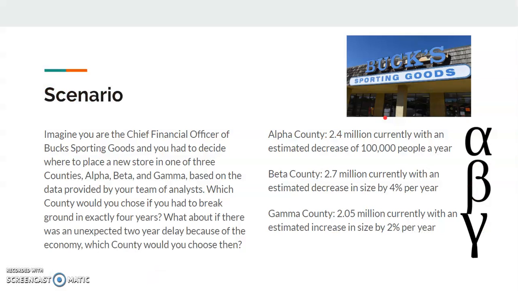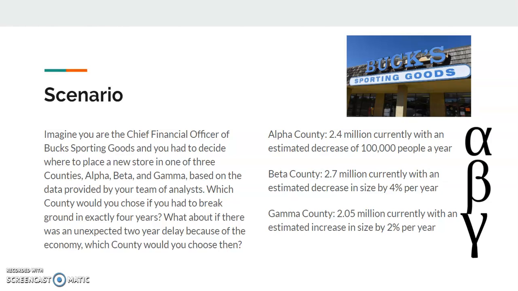Our scenario is imagine you are the Chief Financial Officer of Buck's Sporting Goods, and you had to decide where to place a new store in one of 3 counties, Alpha, Beta, and Gamma, based on the data provided by your team of analysts. Which county would you choose if you had to break ground in exactly 4 years? What about if there was an unexpected 2-year delay because of the economy? Which county would you choose then?